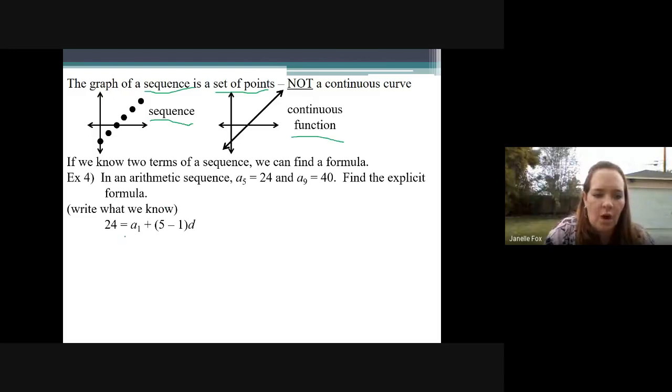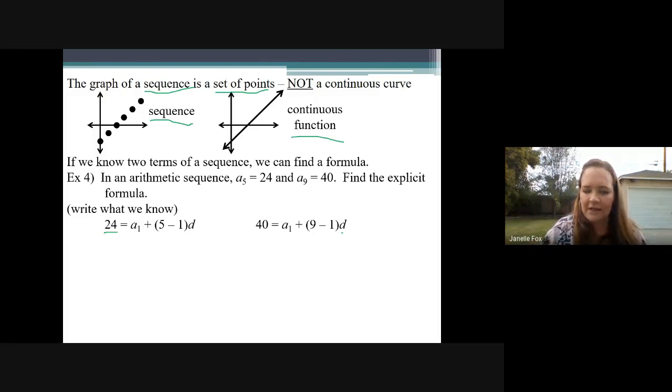So we know you get to do the nth term, but we know what the answer is. We know the fifth term is 24. We do the first term, which I do not know, then 5 minus 1, because I know it's the fifth term, and then times d, which I do not know. I can also do that for the ninth term, having an answer of 40. I have the first term, still don't know it, plus 9 minus 1, because it's the ninth term, times d.